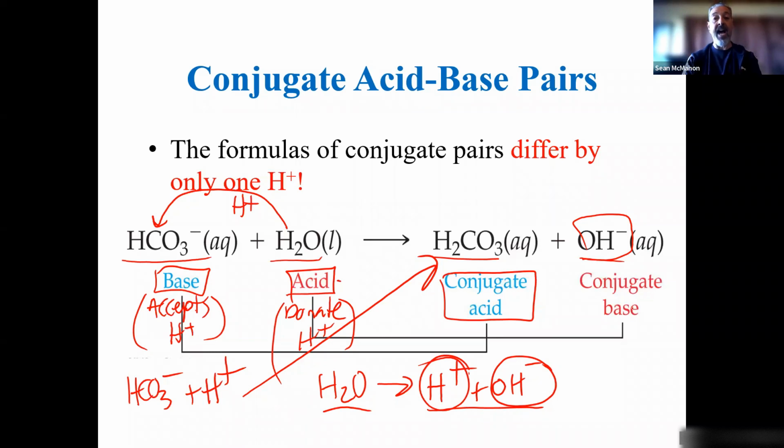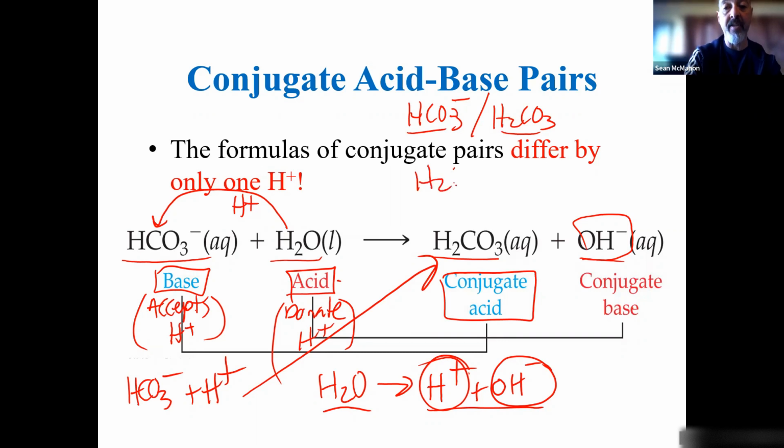What are my acid-base pairs? My acid-base pairs would be the bicarbonate ion with carbonic acid. So the base becomes a conjugate acid, and water, the acid, becomes the conjugate base. By the way, this is a buffer in our blood.